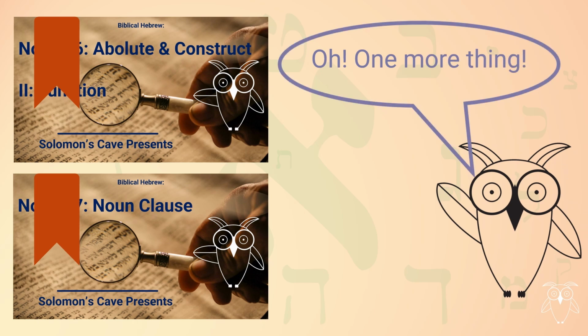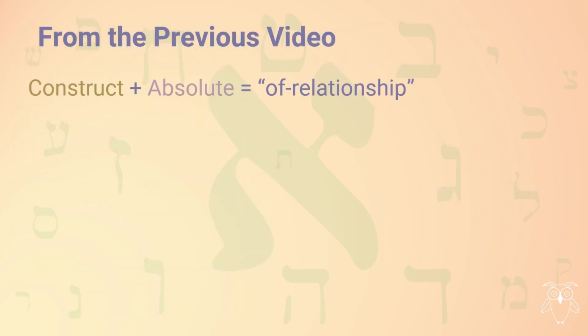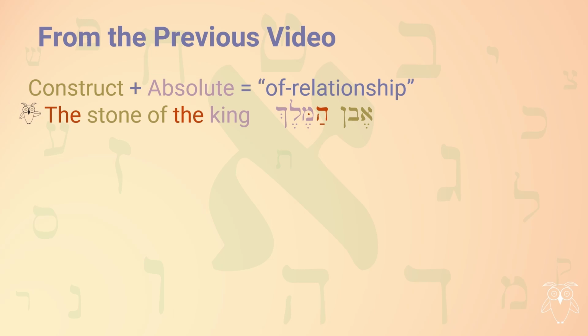Now there is one more thing I would like to mention, and it ties back to the previous video and how to talk about possession or relationship. We saw that if you have a construct noun followed by an absolute noun, you can express an "of" relationship. For example, if the absolute noun is definite, like in Even HaMelech, it becomes "the stone of the king." But if the absolute noun is indefinite, like in Even Melech, it becomes "a stone of a king."